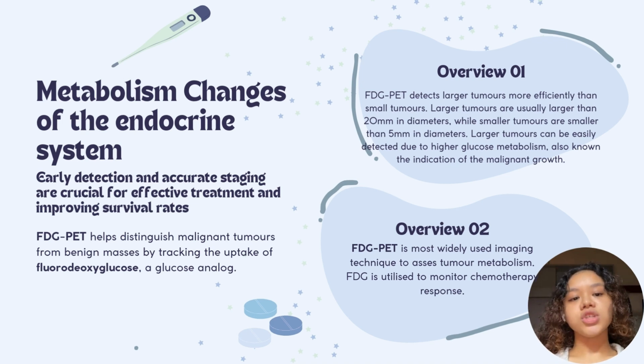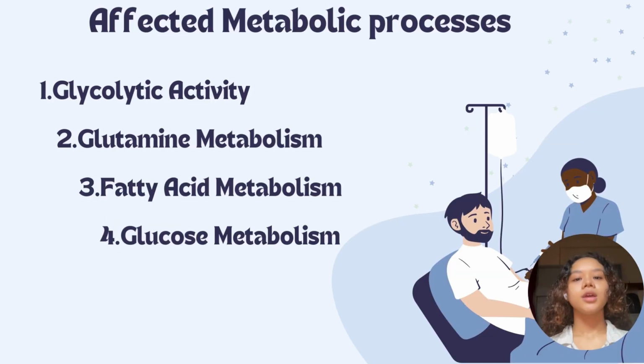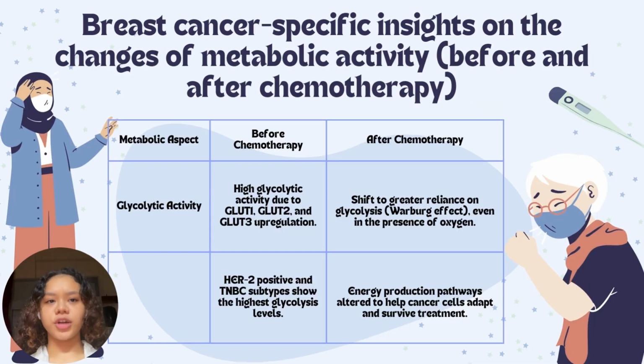In this study, FDG is utilized to monitor chemotherapy response. In breast cancer, the affected metabolic processes are the glycolytic activity, glutamine metabolism, fatty acid metabolism, and glucose metabolism. Before chemotherapy, there's a high glycolytic activity due to GLUT1, GLUT2, and GLUT3 upregulation. HER2 positive and triple negative breast cancer shows the highest glycolytic activity levels. This is associated with increased enzyme activities like hexokinase and lactate dehydrogenase, which promote cancer cell growth.